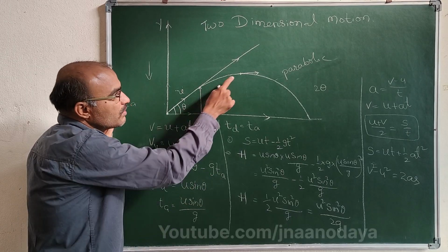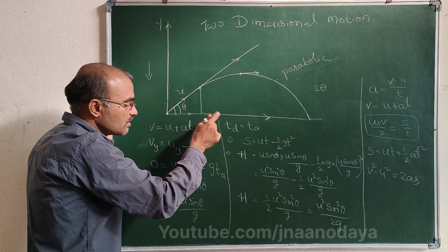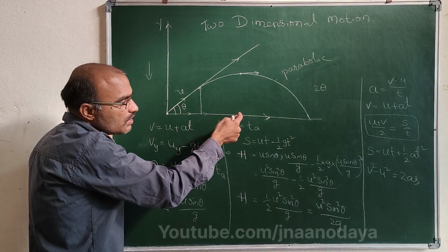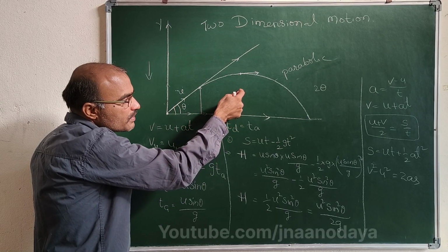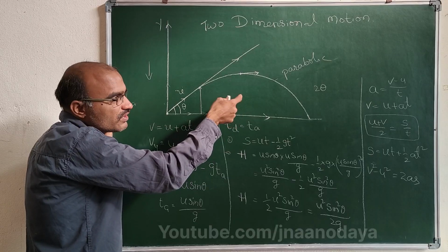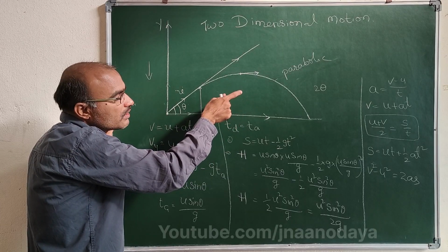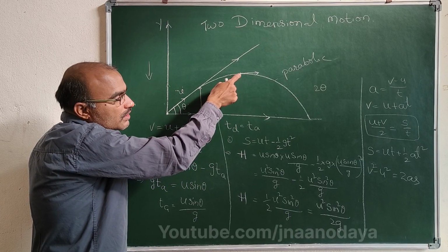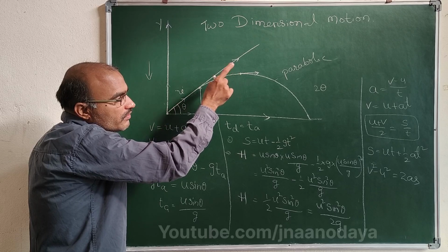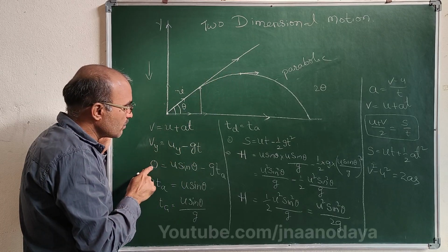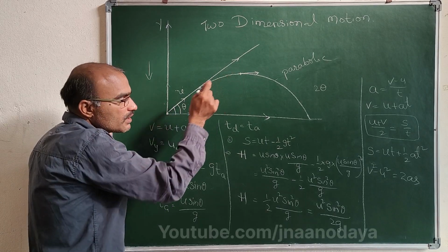At the maximum height, the vertical component of velocity becomes 0. You know already, when the object is going in the upward direction, the velocity of the object gradually decreases, and at the maximum height the velocity becomes 0. That is why we take the final velocity as 0 at this point.